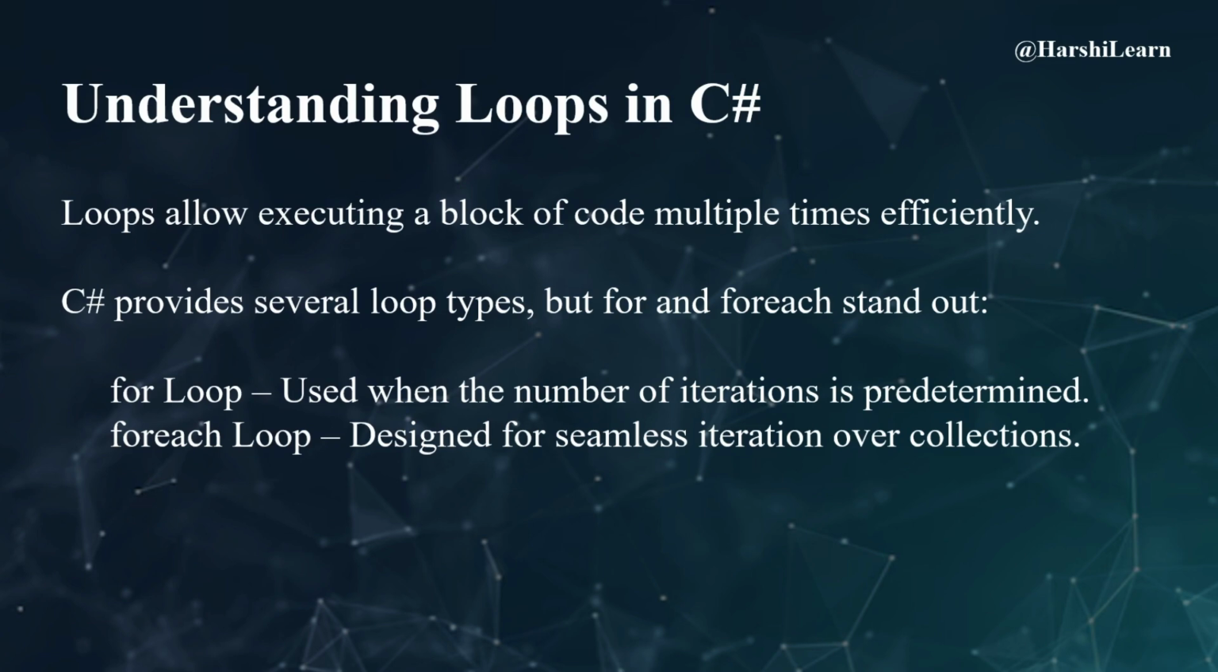The foreach loop, on the other hand, is designed for collections like arrays or lists. Instead of worrying about indexes, you can simply tell it, hey, go through every item in this collection and do something with it. By understanding these two loops, you can automate repetitive tasks, process data efficiently, and write cleaner and more readable code. So let's dive in and see them in action.